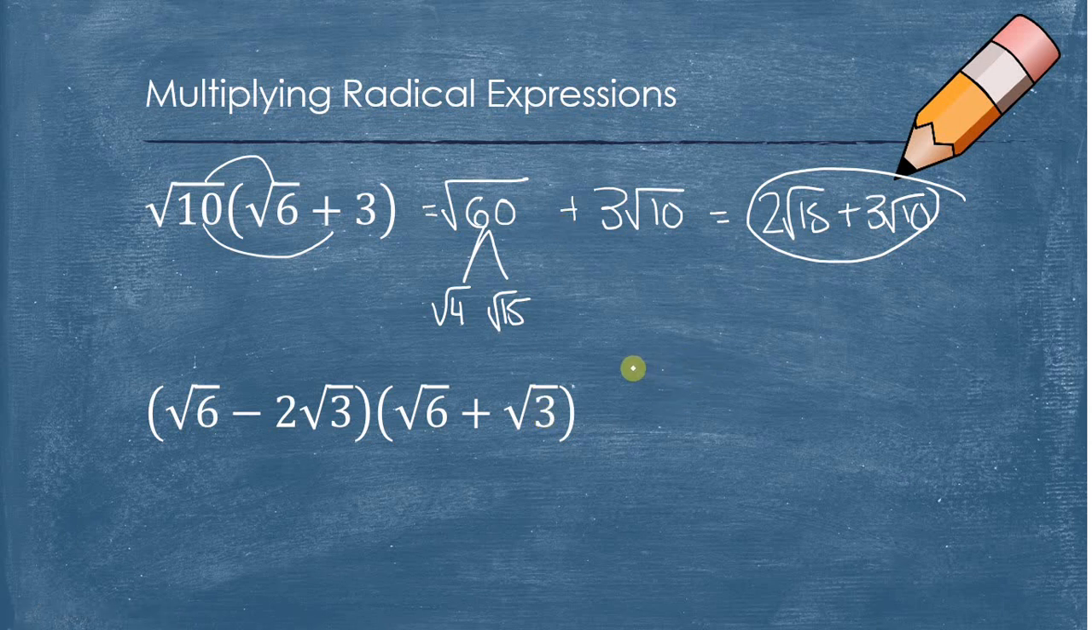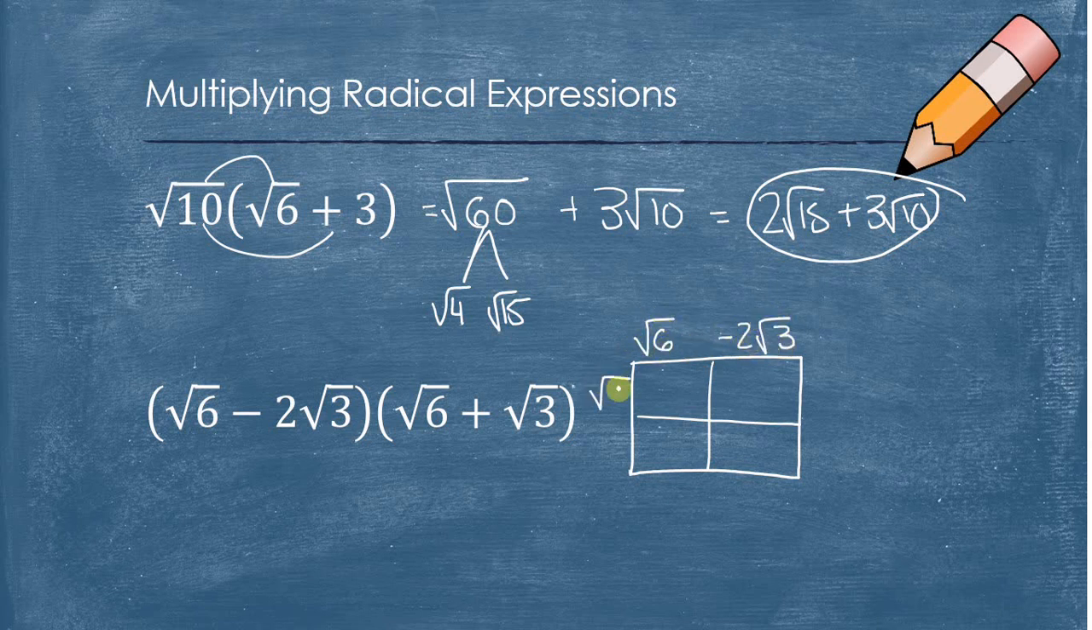So if I use the box here, you're going to write these on the outside: square root of 6 minus 2 square roots of 3, square root of 6, square root of 3. Square root of 6 times the square root of 6 is the square root of 36. Square root of 6 times the negative 2 square roots of 3 gives negative 2 square roots of 18. Square root of 6 times the square root of 3 is the square root of 18. And this square, negative 2 square roots of 9, because the square root of 3 times the square root of 3.